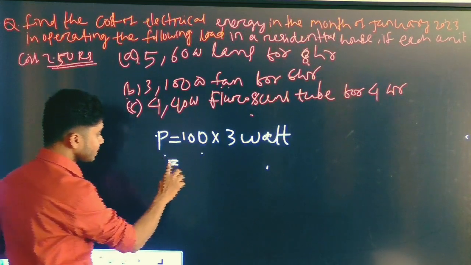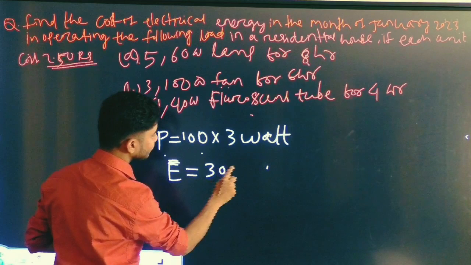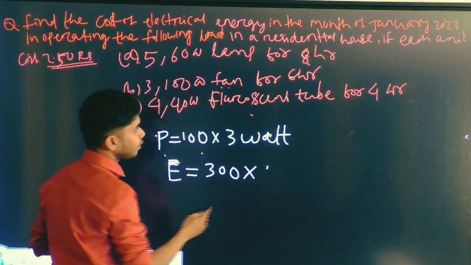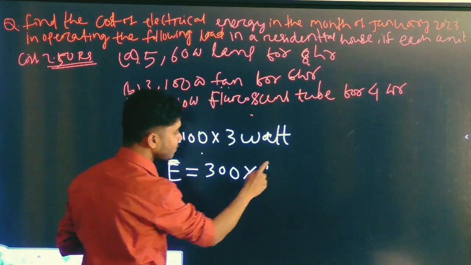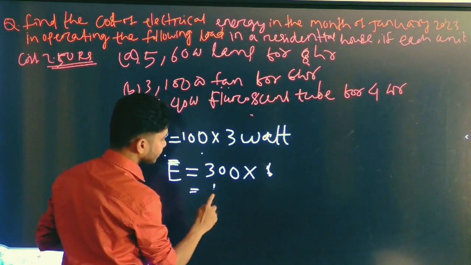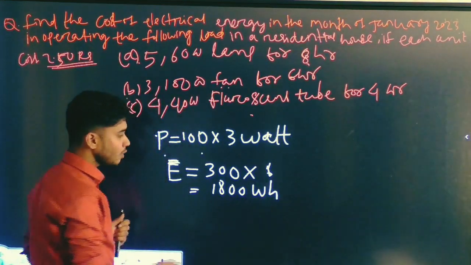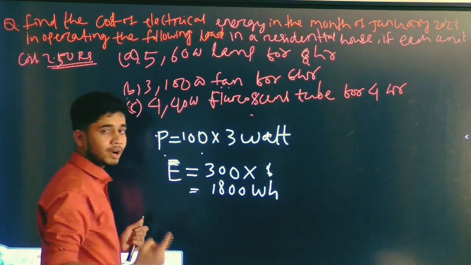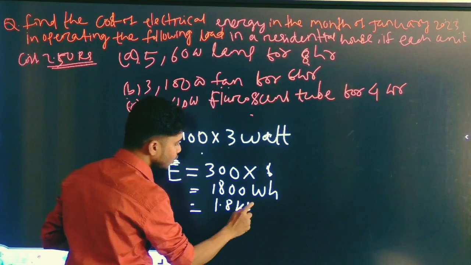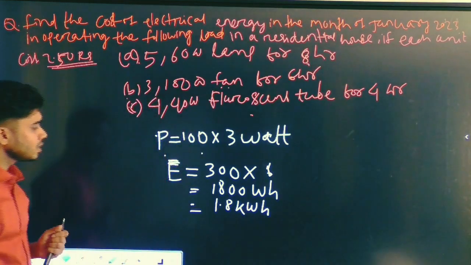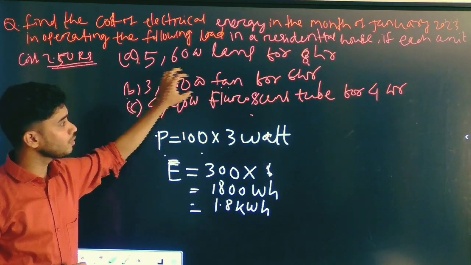So to calculate energy, we need to multiply power, and this power is 300 watt. And for how long are the fans on? For a period of 6 hours every day. That's why we are multiplying by 6. So this is 1800 and the unit is watt hour. If I want to express energy in terms of kilowatt hour, I need to divide by 1000. So by dividing by 1000, it is 1.8 kilowatt hour. Simple calculation. This is the amount of energy consumed if there are 3 fans and each fan is 100 watt, on for a period of 6 hours.